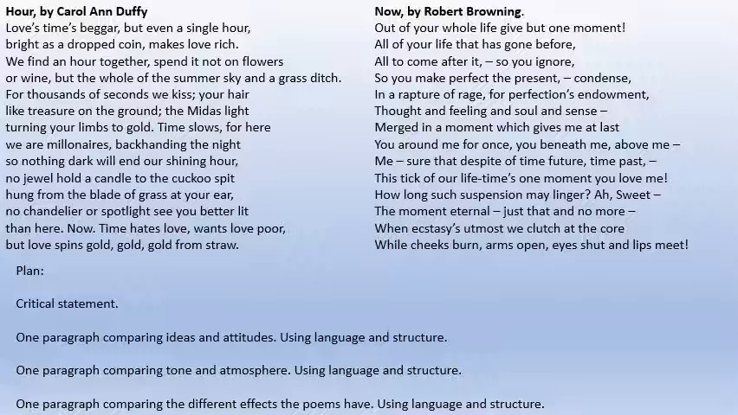Love's time's beggar, but even a single hour, bright as a dropped coin, makes love rich. We find an hour together, spend it not on flowers or wine, but the whole of the summer sky in a grass ditch. For thousands of seconds we kiss, your hair like treasure on the ground, the Midas light turning your limbs to gold. Time slows, for here we are millionaires, backhanding the night so nothing dark will end our shining hour. No jewel hold a candle to the cuckoo's spit hung from the blade of grass at your ear. No chandelier or spotlight see you better lit than here. Now, time hates love, wants love poor, but love spins gold, gold, gold from straw.